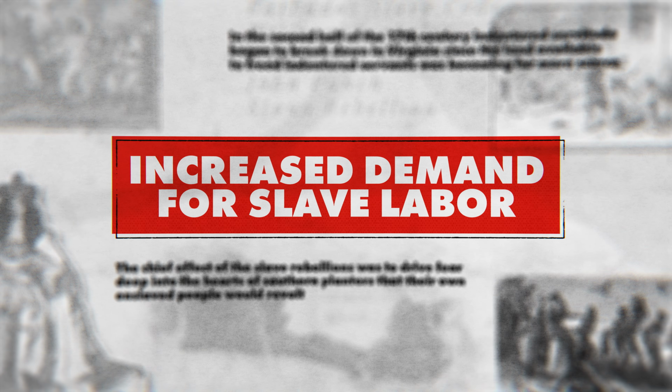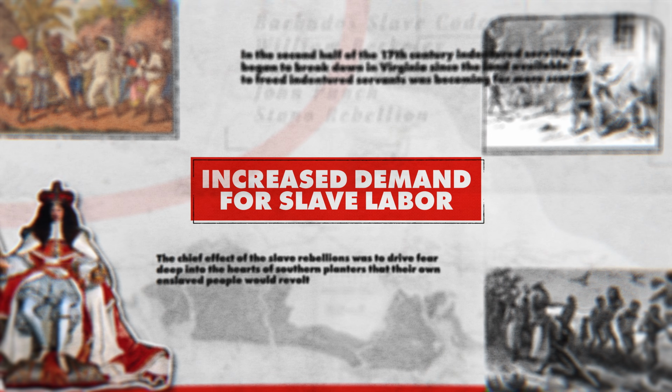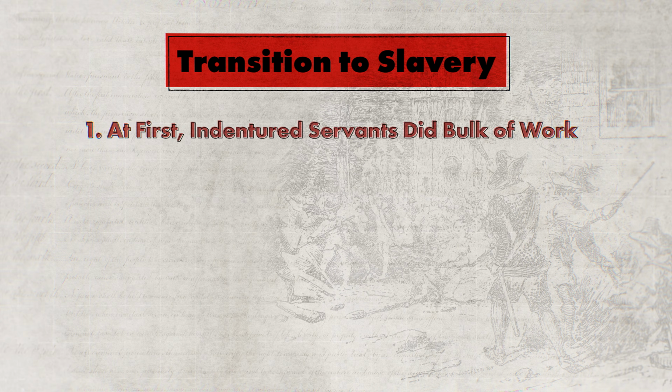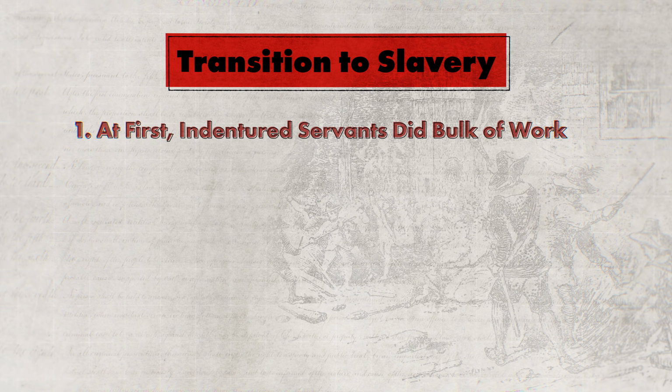Okay, now here's where I tell you that although enslaved Africans constituted the main source of labor in the British colonies, by the end of this period, it wasn't like that in the beginning. In fact, at the beginning of this period, the bulk of the labor done in the colonies was performed by indentured servants.